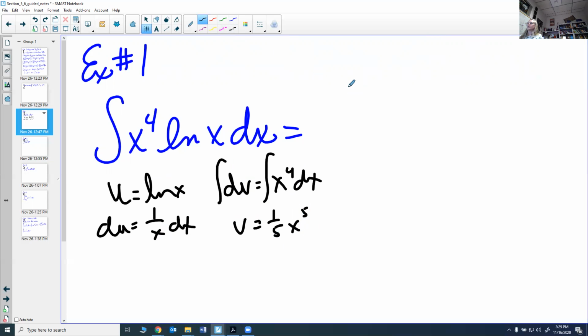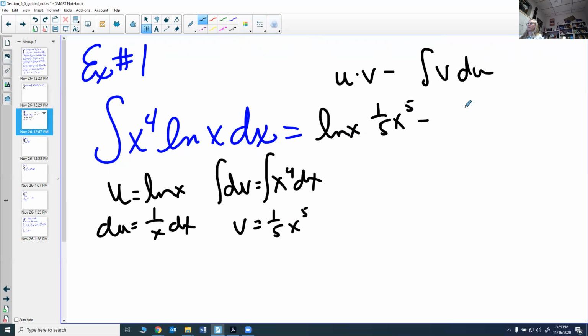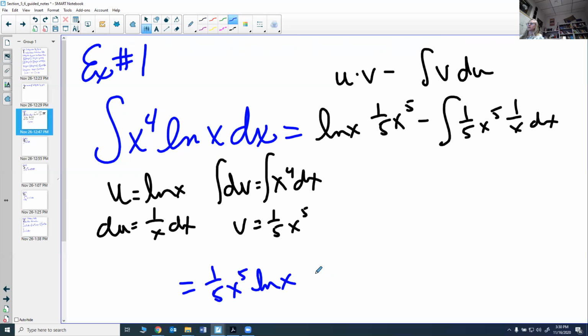So now we can go ahead and do the integration by parts. Integration by parts is u times v minus the integral of v du. So you're just going to be substituting in. u is the natural log of x. v is 1/5 x to the fifth. du is 1 over x dx. So what we now have is 1/5 x to the fifth natural log of x minus 1/5 the integral, well, x to the fifth times 1 over x is x to the fourth dx.